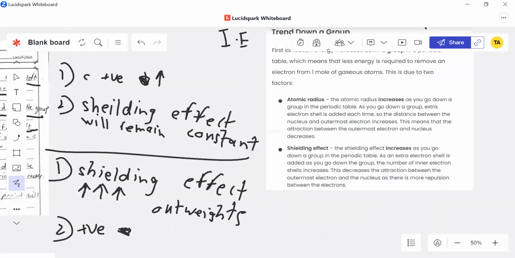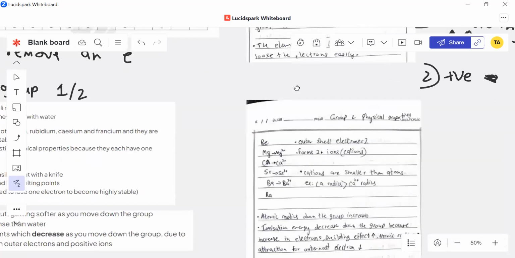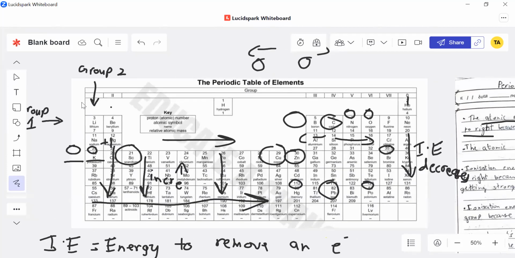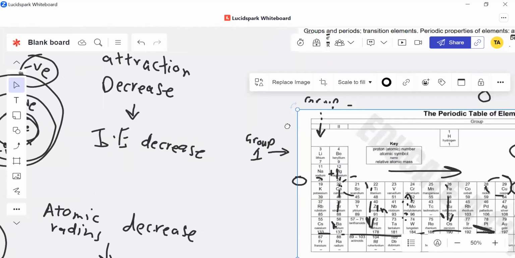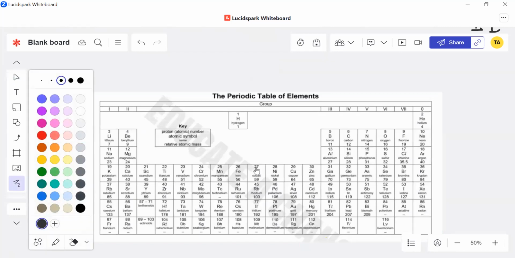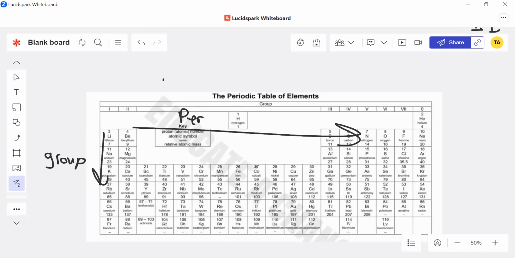So now that we're done with periodic trends, I'm moving on to the different types of groups in a periodic table. Let me copy this and paste it somewhere else. So yeah, here. So these were groups, right? When you go down, it's called a group. When you go across, it's called a period, right?